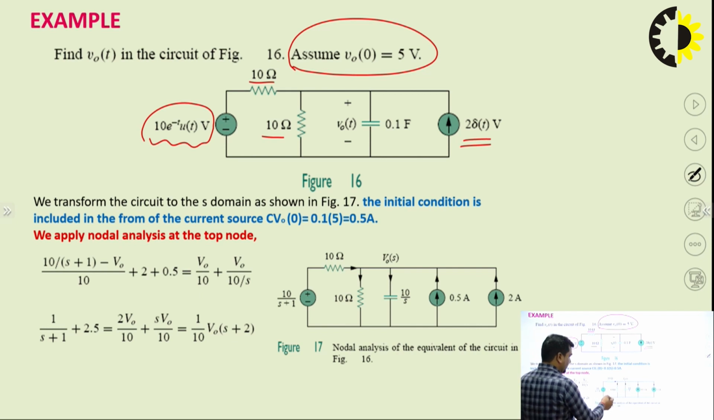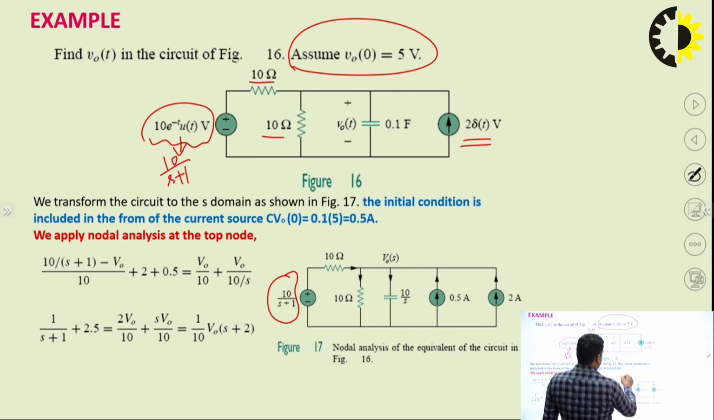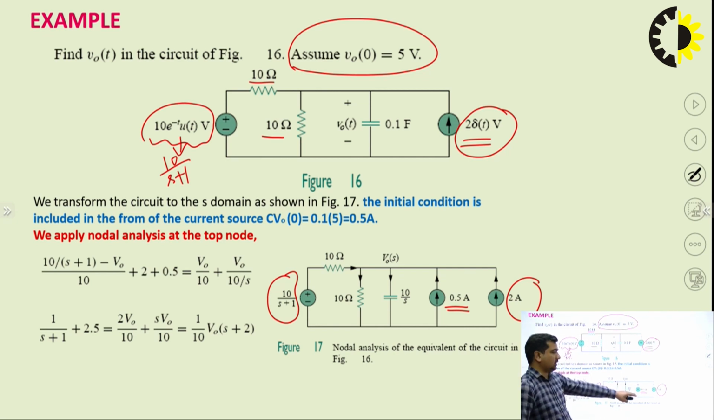So we take the Laplace transform of this: 10 upon s plus 1, 10, 10, and 1/(Cs), and we are using a 0.5 ampere current source, and here 2 delta(t) has Laplace transform 2 ampere. We are using the current source in that particular response. After applying nodal analysis, because lots of meshes are there, we can go for nodal analysis, that is good.